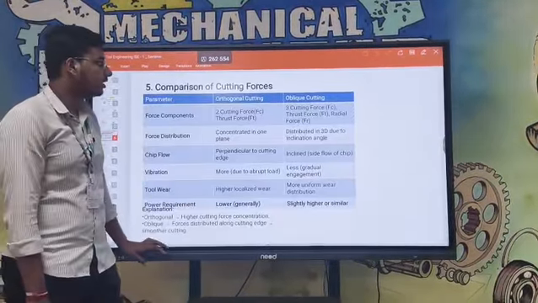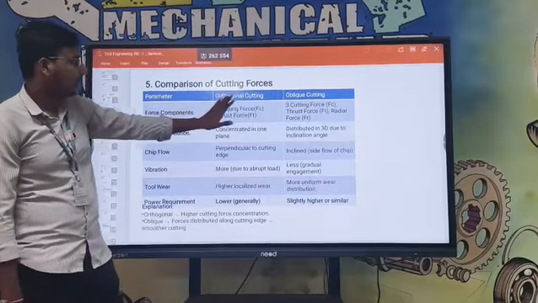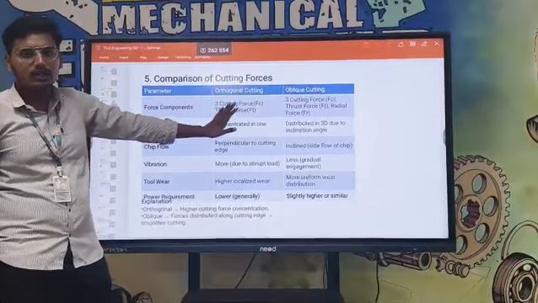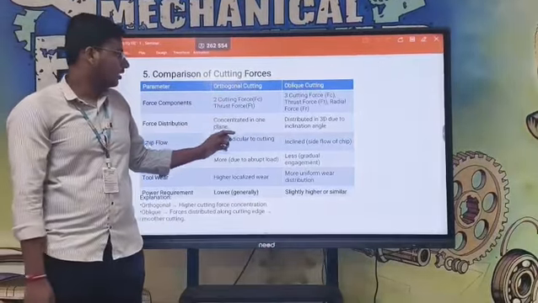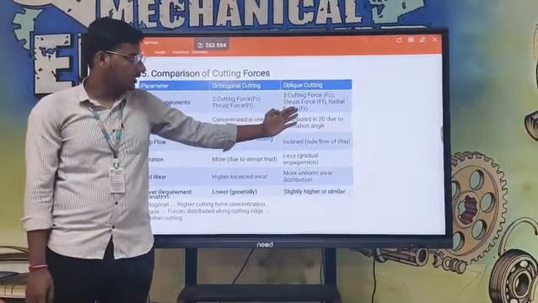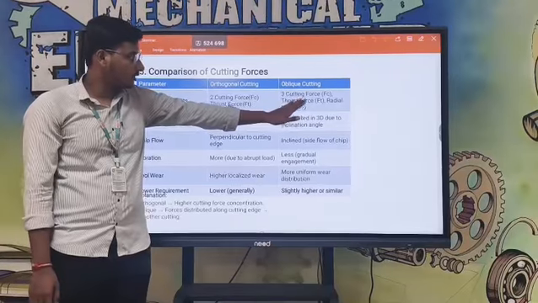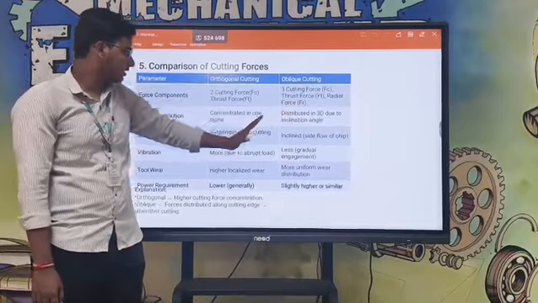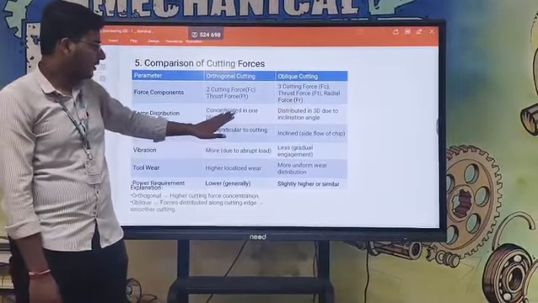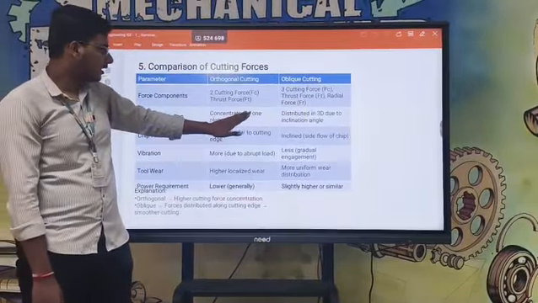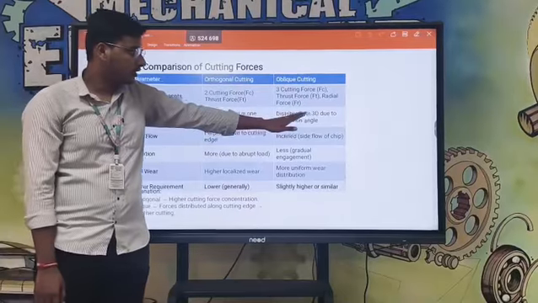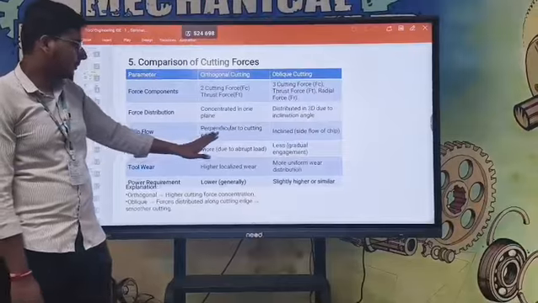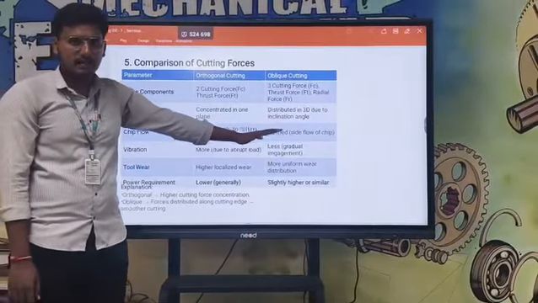Here is the comparison of cutting forces. Parameters: orthogonal cutting and oblique cutting. In orthogonal cutting, there are cutting force and thrust force. In oblique cutting, there are also cutting force and thrust force, but radial force is increased. Force distribution: in orthogonal cutting it is concentrated in one plane, and in oblique cutting it is distributed in 3D due to the inclination angle. Chip flow is perpendicular to the cutting edge in orthogonal cutting, and inclined in oblique cutting.